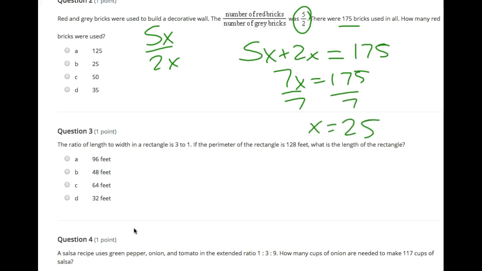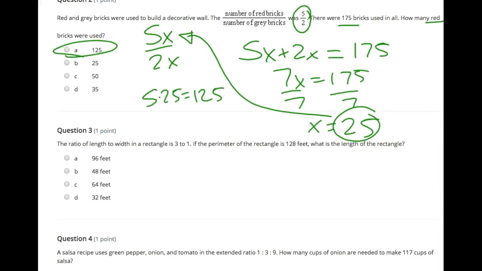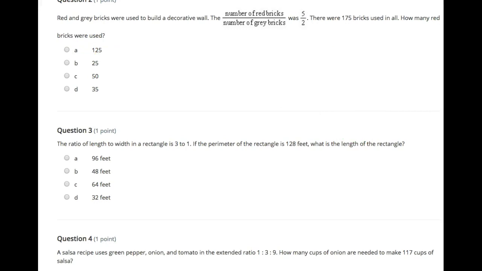Now you might notice 25 is a solution. That's not what we're looking for because the question is how many red bricks were used. So you need to remember to take that 25 and plug it back in. If you're wondering which one to plug it back into, the order originally was red to gray. So that means red is what we want to plug it into, the top. So I plug it in there, I go 5 times 25, and I get 125 red bricks. That's my first option, A.